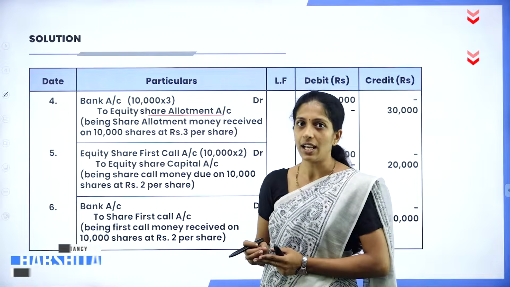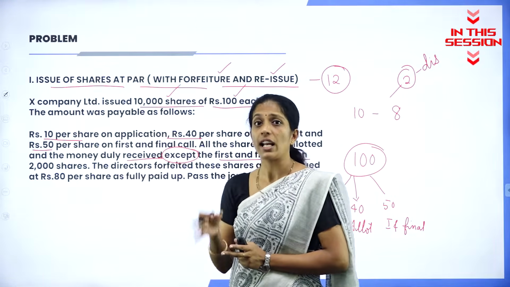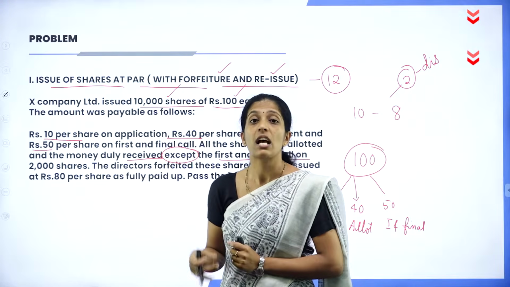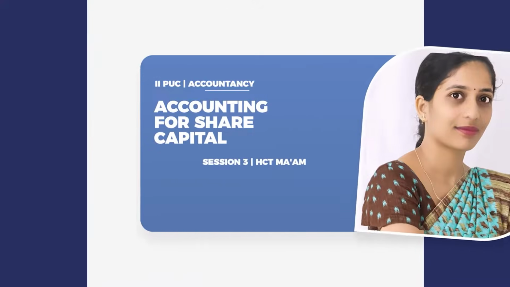Next you will receive the amount, that is allotment amount. The number of shareholders is 10,000. They have all paid the amount except 2,000 shareholders who fail to pay the first and final call amount.